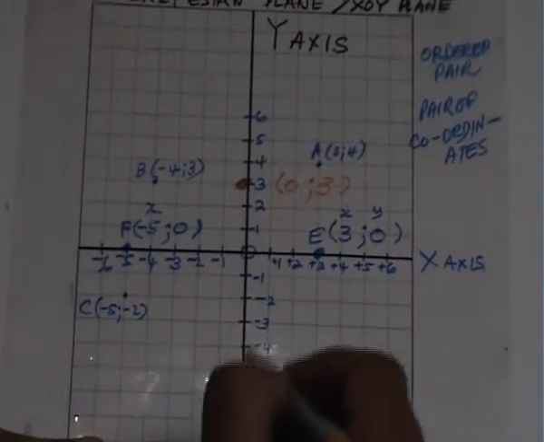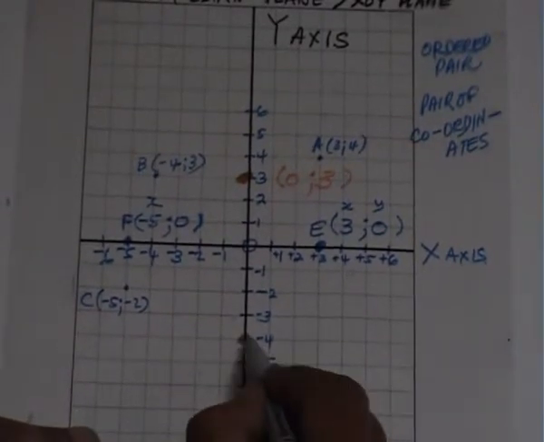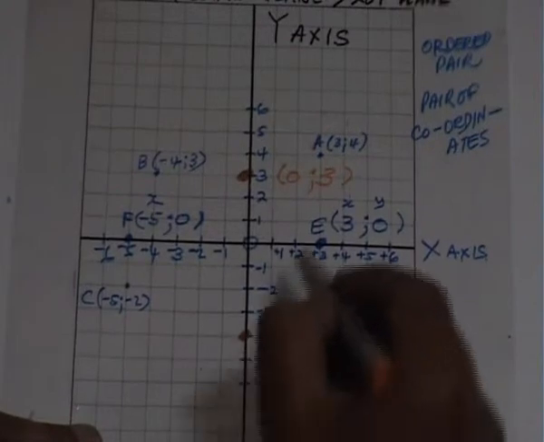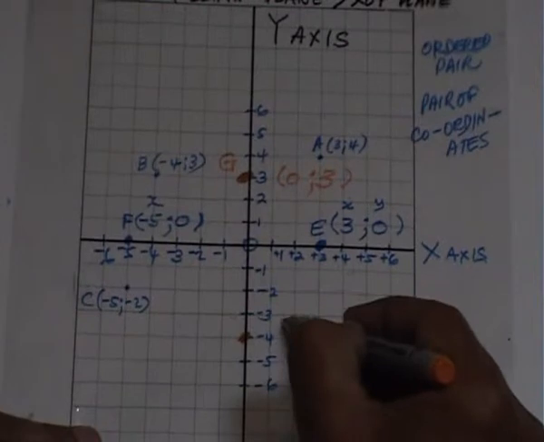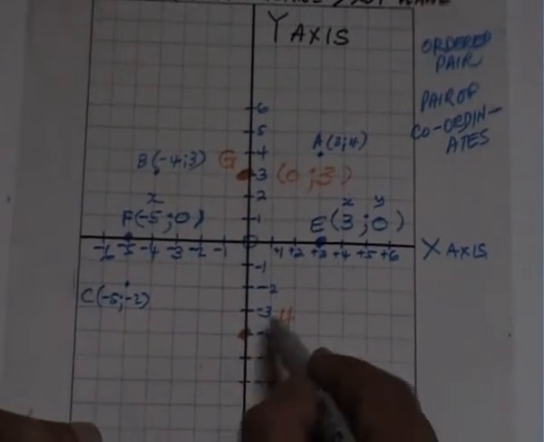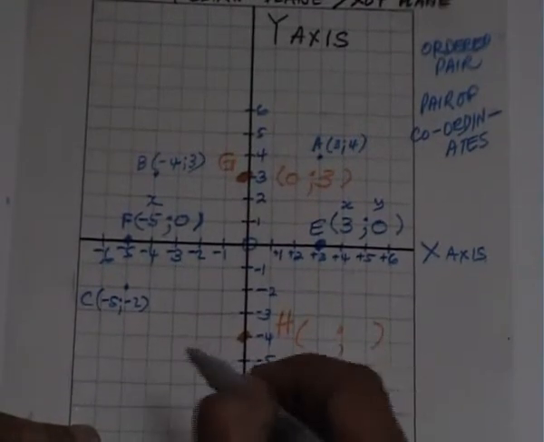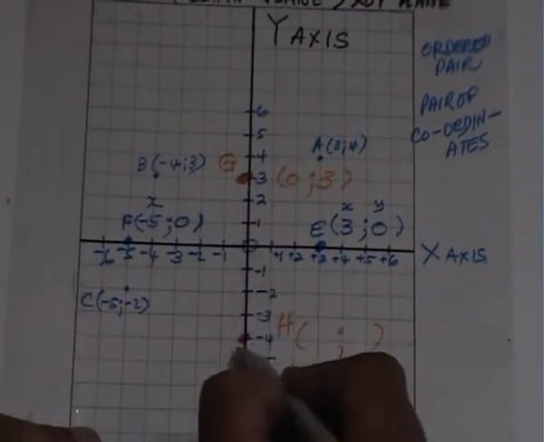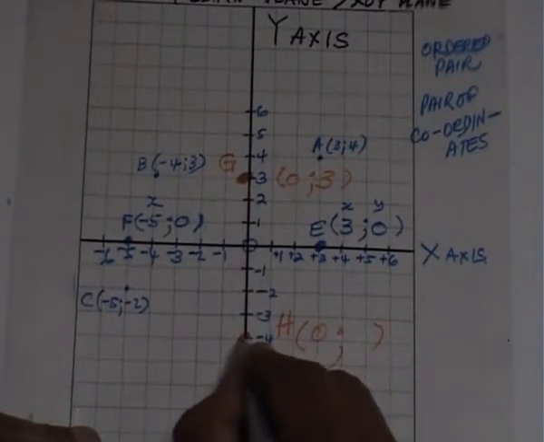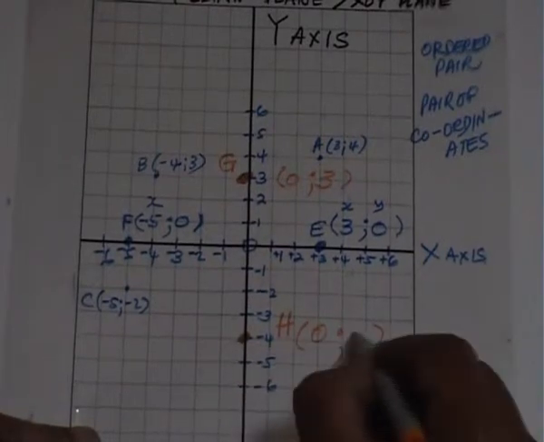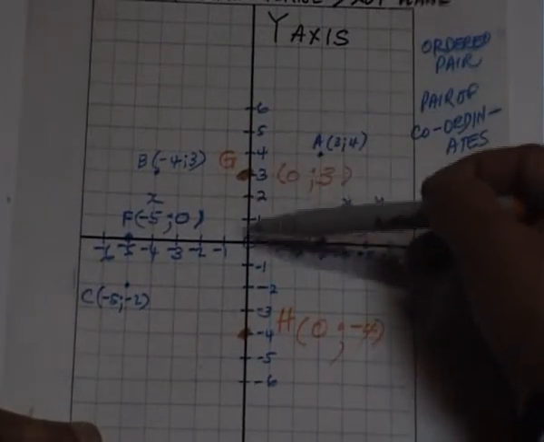Now let's take another point. Let's take this point here. Sorry, this was E. Let's call that G. So we'll call this point H. So what's the ordered pair for H? Well, if we look at it, you always got to look for the x first. So x is 0 and y is -4.